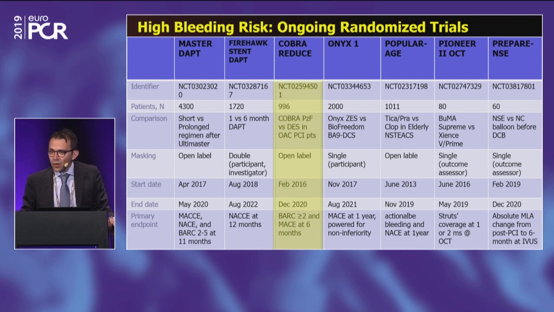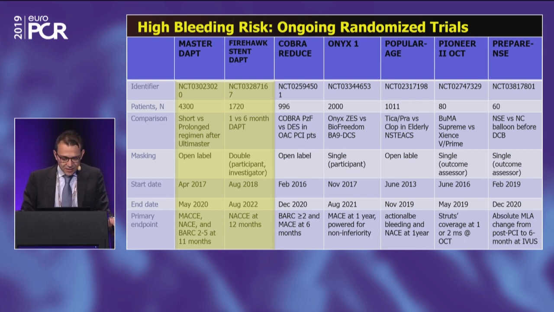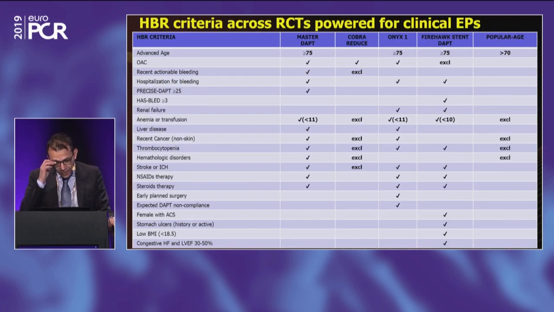COBRA REDUCE is focusing only on OAC patients, where the COBRA stent, which is a BMS with a polymer coating, which is not releasing any drug, followed by 14 days of DAPT, is being compared to any second-generation DES, followed by either 3 or 6 months DAPT. Finally, the only 2 studies which are being conducted at this stage which are investigating the optimal DAPT duration after 2 specific stents in patients who are deemed at high bleeding risk, namely the Firehawk stent DAPT study and the MASTER DAPT study, which I will be expanding on shortly.